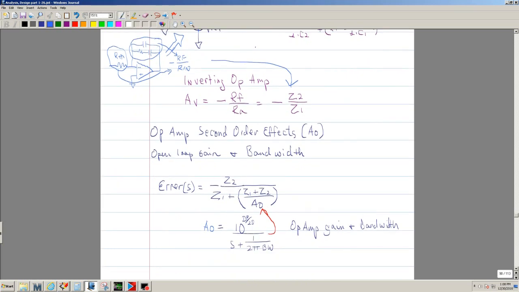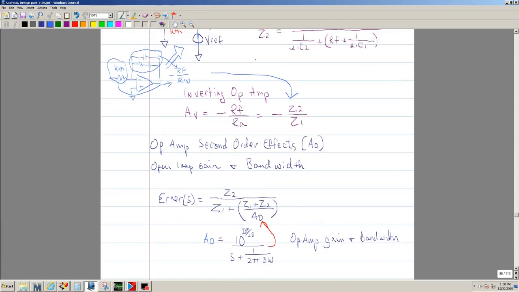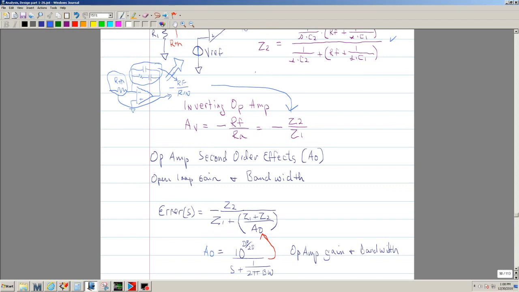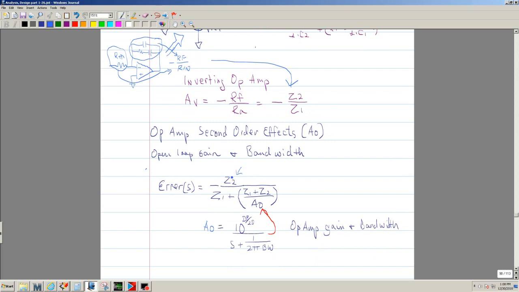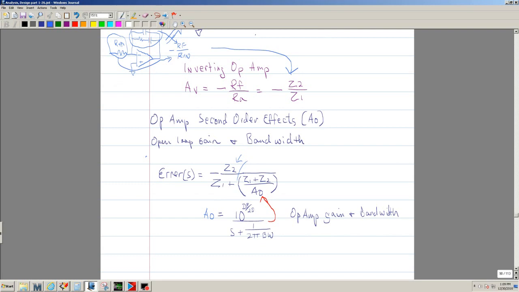Okay. Now you can go ahead and leave this part out if you wish, but you have to recognize this is the equation of the OpAmp. Let me see right here. Okay, and typically you would not look at this term.